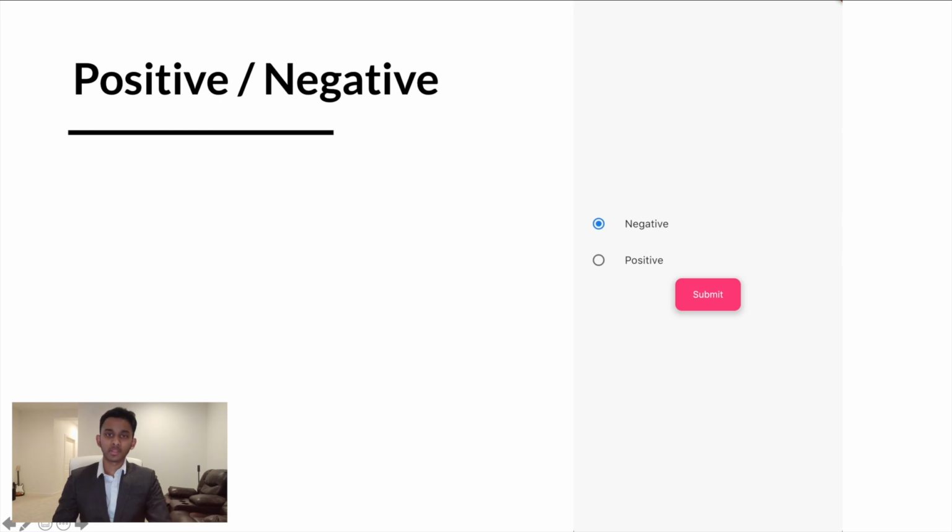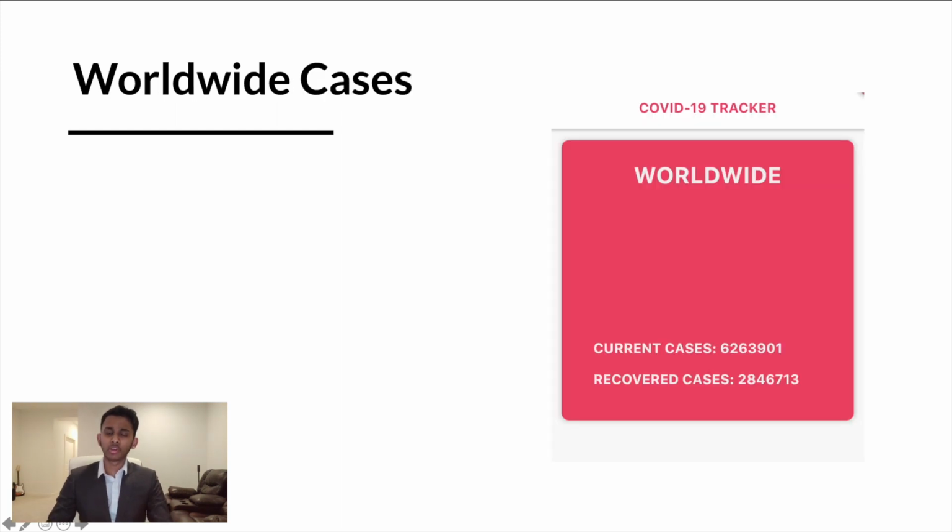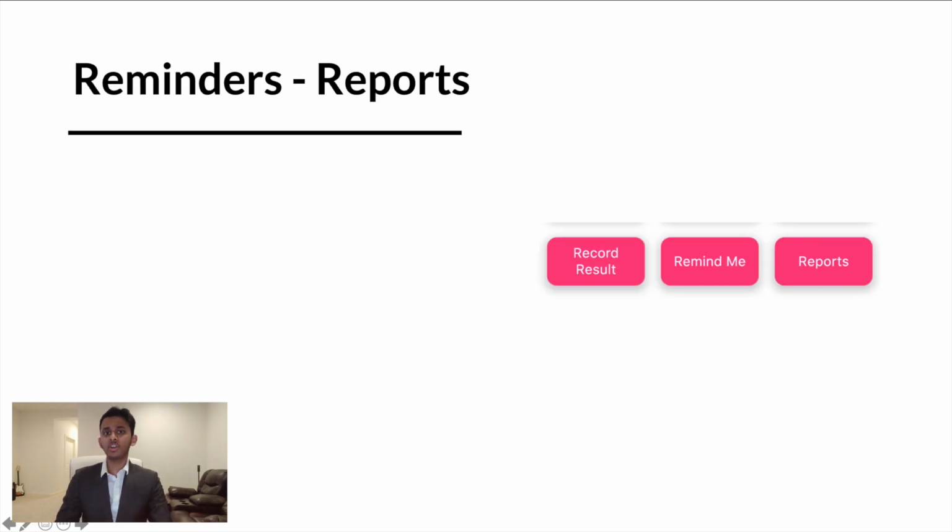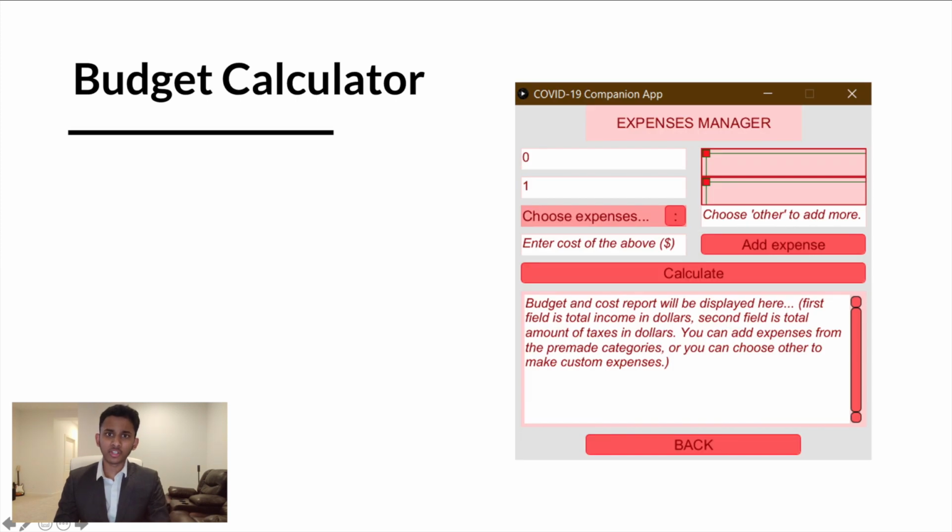We have a positive/negative COVID-19 test functionality. Essentially, you press the positive negative function and you can input whether you've been tested negative or positive for COVID-19 and we store it in our database. We also have a worldwide cases tracker, which tracks the number of current cases and recovered cases. We have a reminders and reports feature, which essentially the reminders feature reminds you throughout the day to wash your hands and do other essential things, and reports to you the number of people who use your app and other report stuff. In the desktop version of our app, we have a budget calculator, which helps calculate expenses.